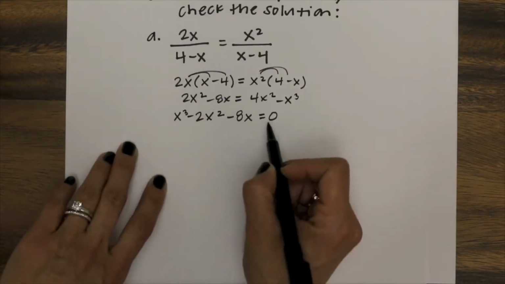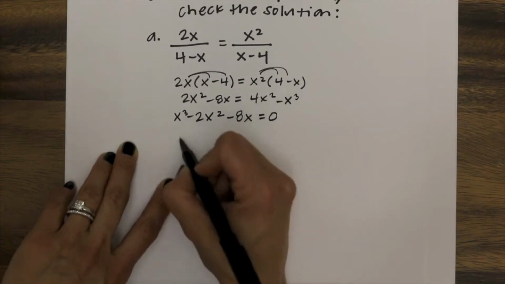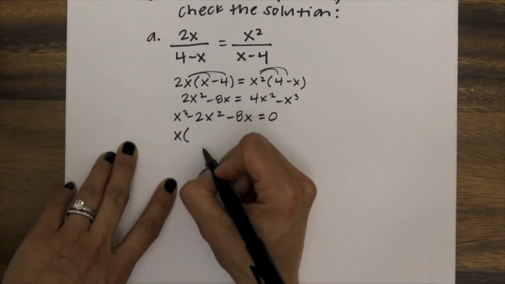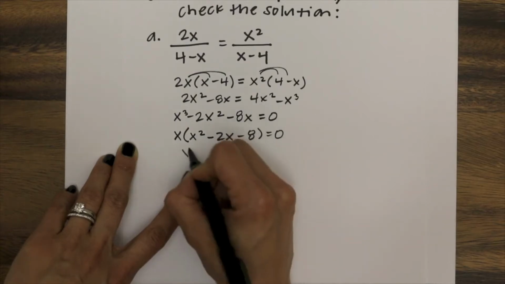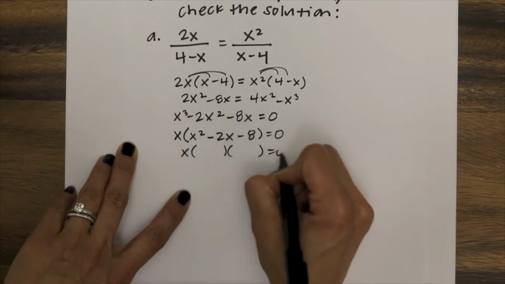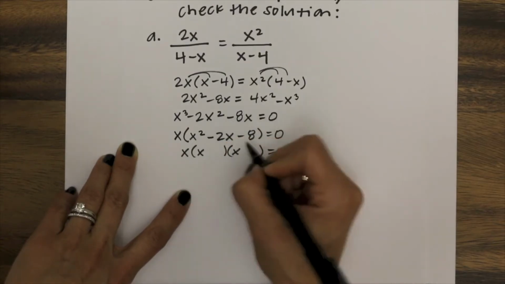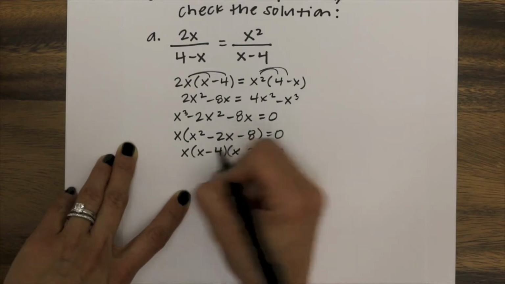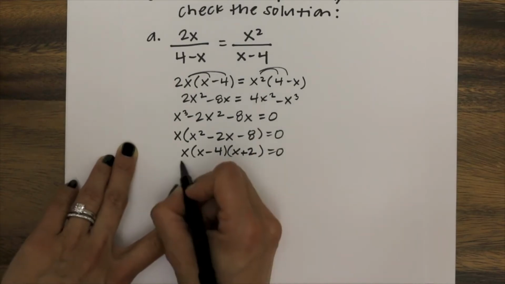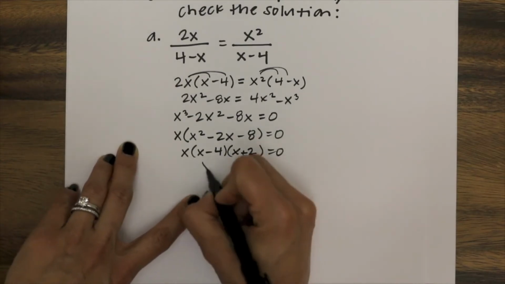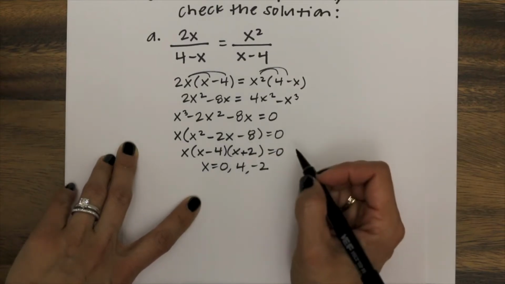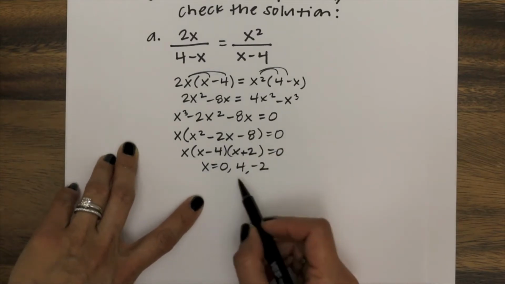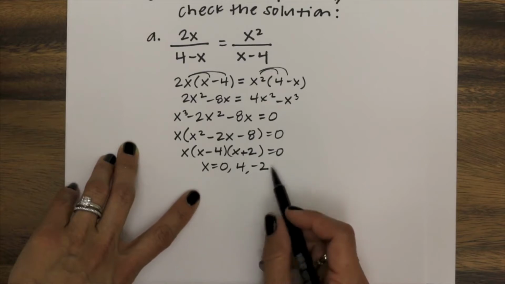And at this point, to solve it, we're going to factor the left side, so we'll factor out an x, the greatest common factor. And this inside trinomial will factor further. So we'll go x and x, 4 times 2, and it's a negative 4 and a positive 2. And last, we'll apply the zero product property, and we'll get x equals 0, 4, and negative 2. Finally, you want to check your solutions, so that's the last step.